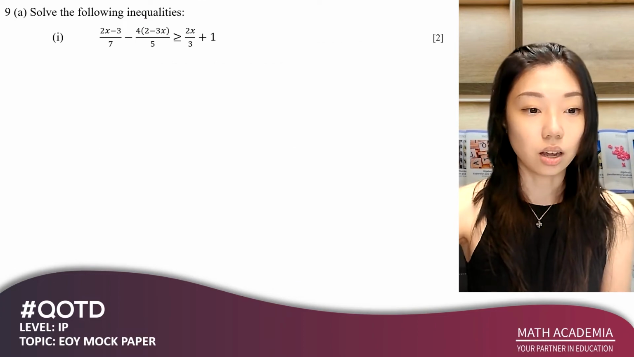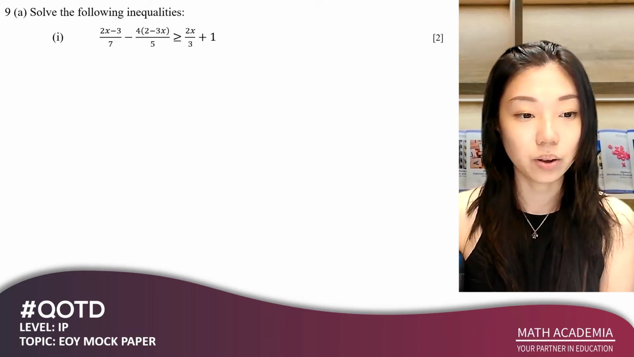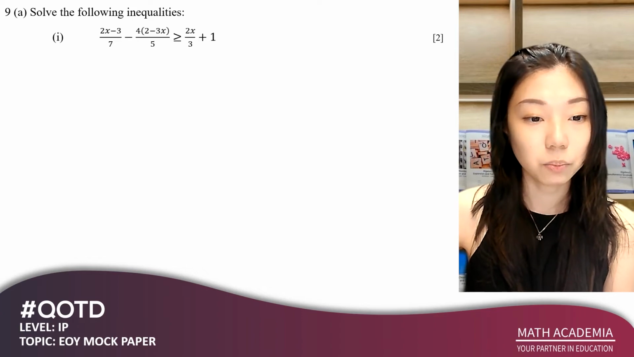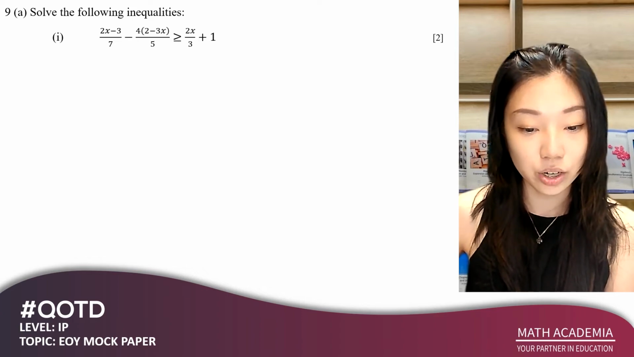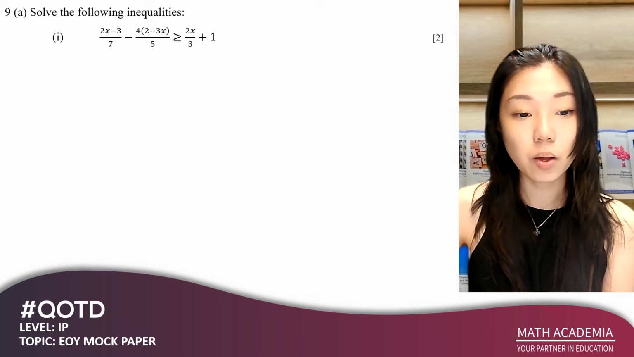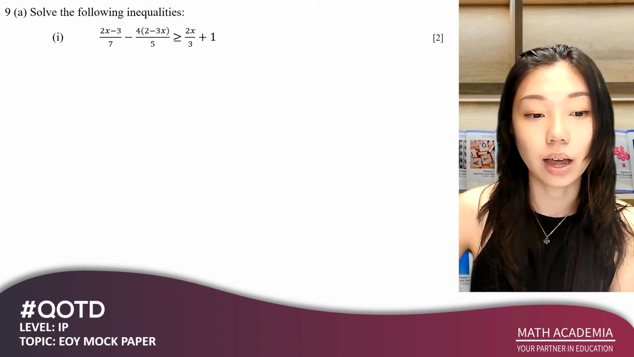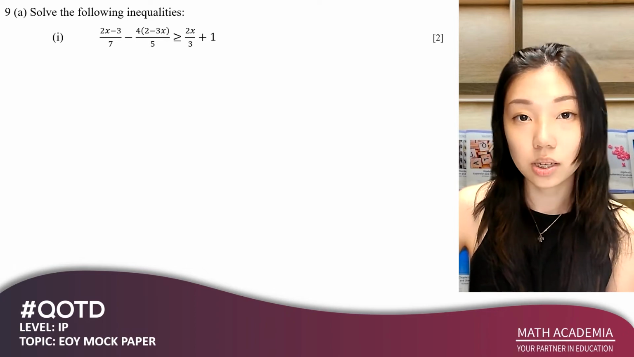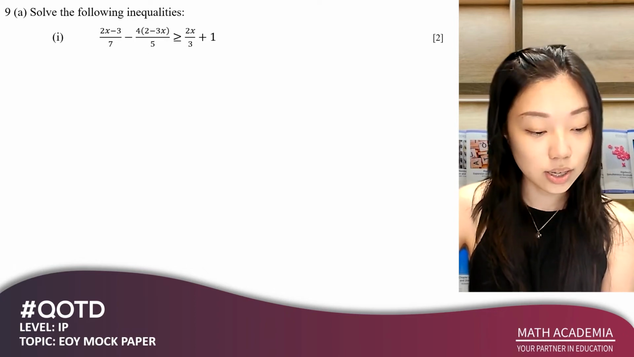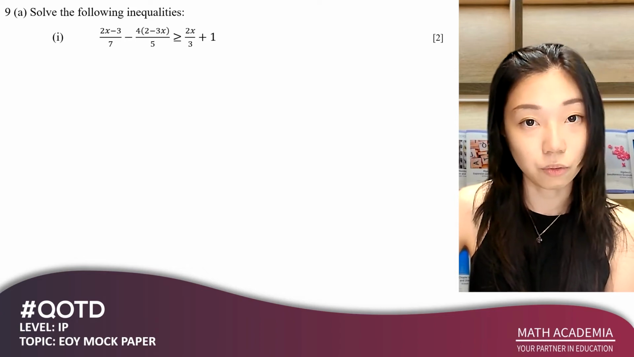Alright, let's look at question 9. So question 9 requires us to solve the following inequality. For part 1, we have 3 fractions. Of course, we want to eliminate the fractions. So I will multiply by the lowest common multiple between 7, 5, and 3, which turns out to be 105.